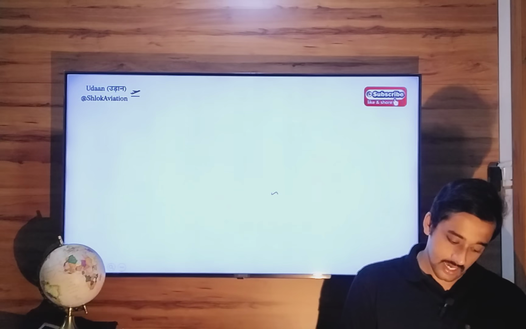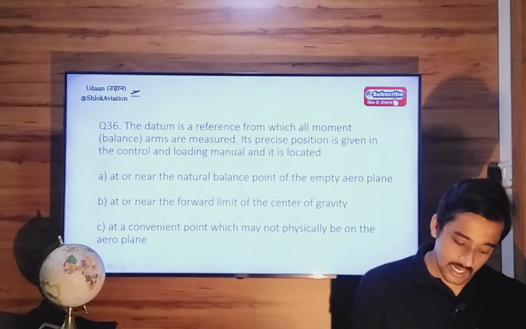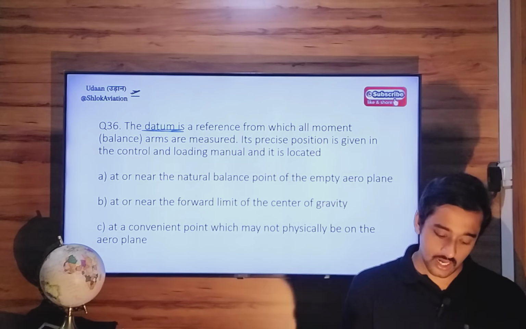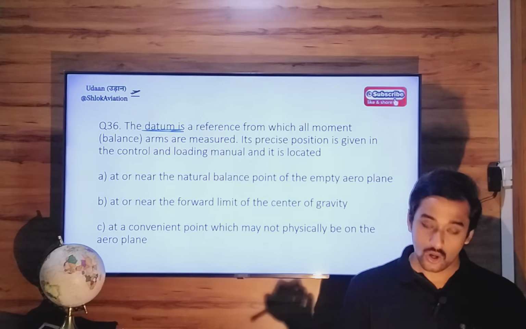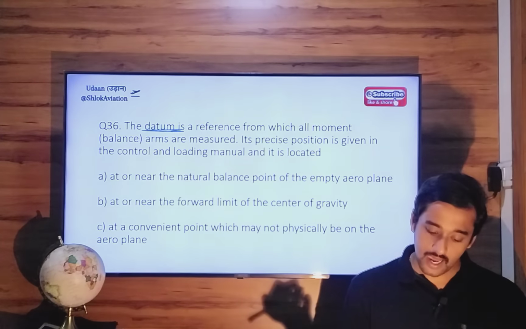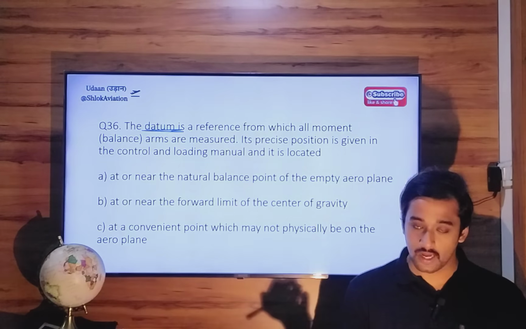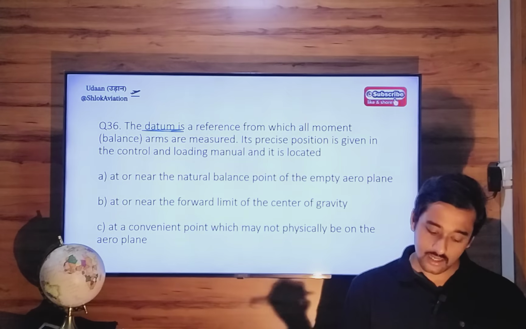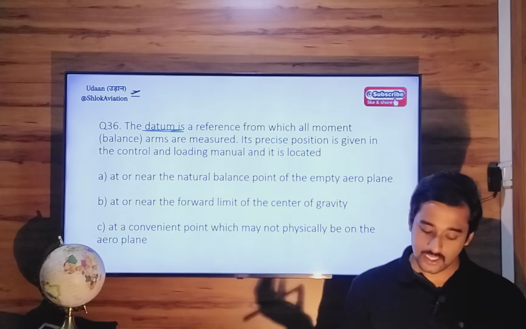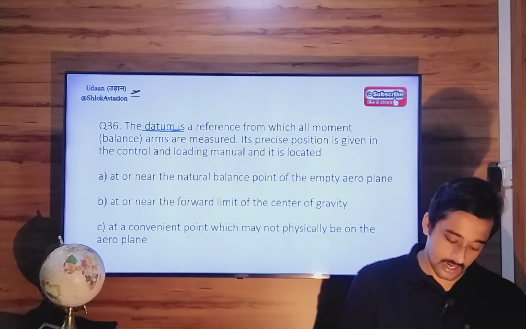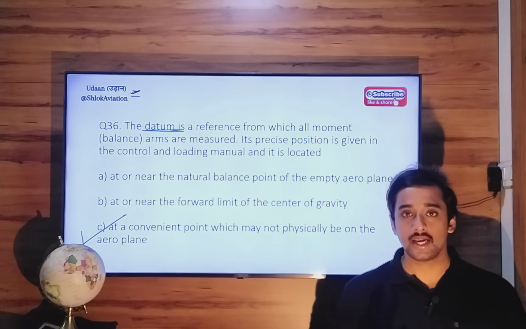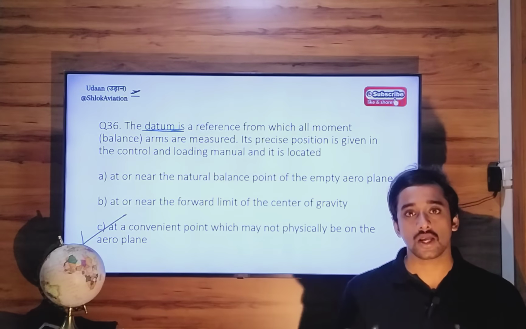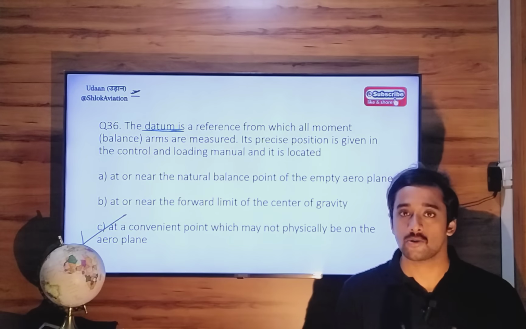So the correct answer here will be: this datum, a reference imaginary datum, is located at or near the natural balance point of the empty aeroplane, at or near the forward limit of the CG, at a convenient point which may not physically be on the airplane. So that is right. It can be anywhere at any convenient point and not necessarily only on the aircraft. It can be outside it also.